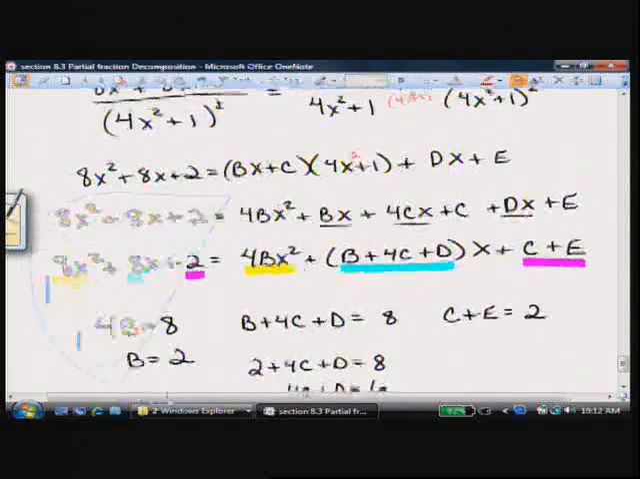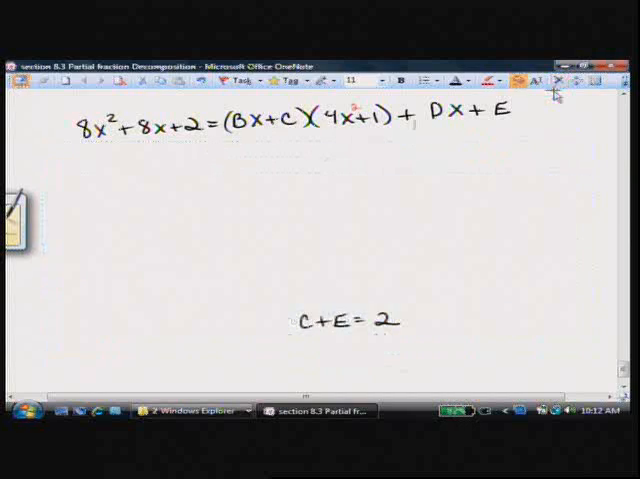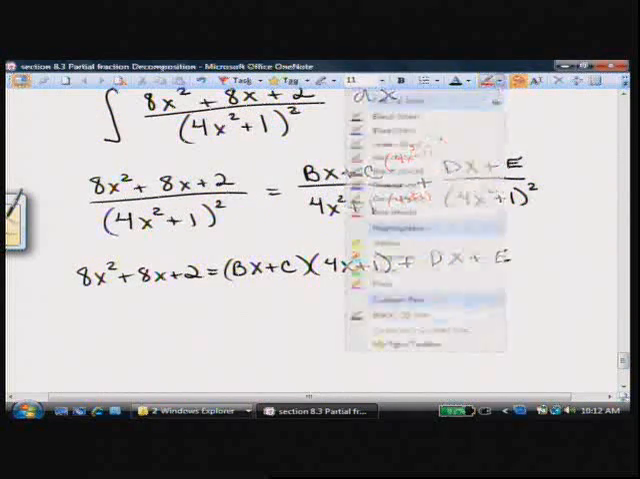So let me just erase it. I'm just modeling how much fun you're going to have on your homework. I hope I didn't give you too many of these.